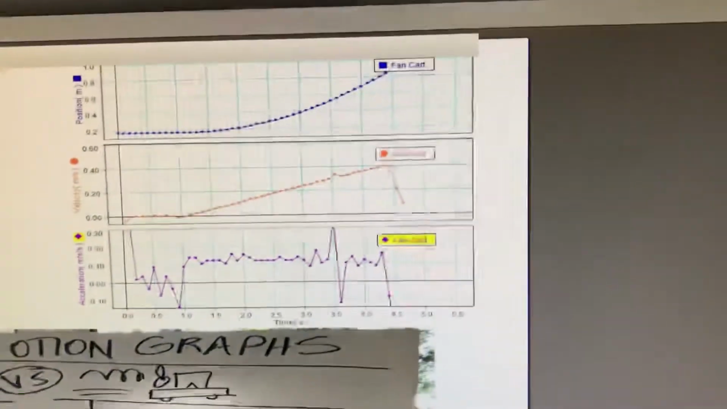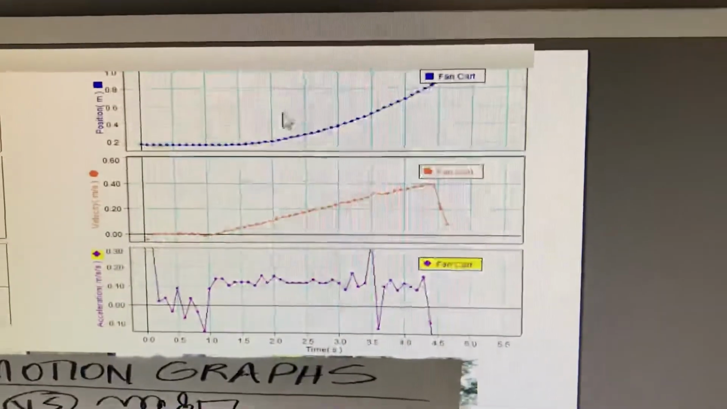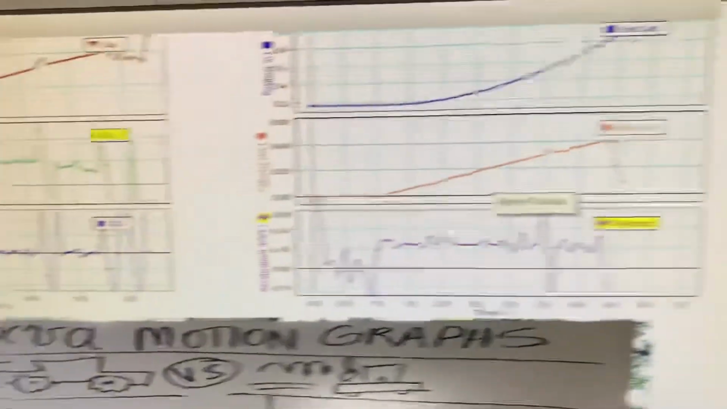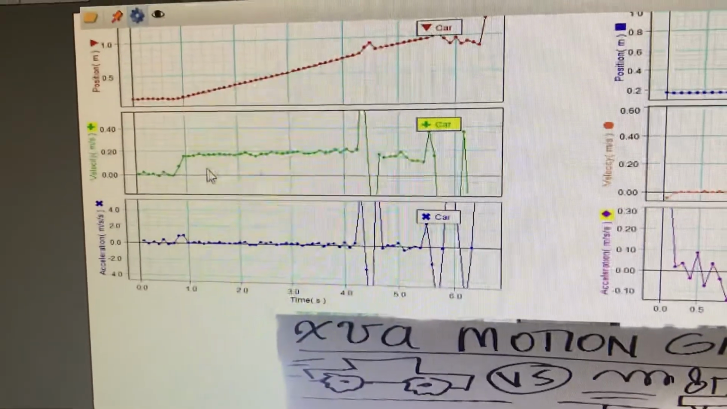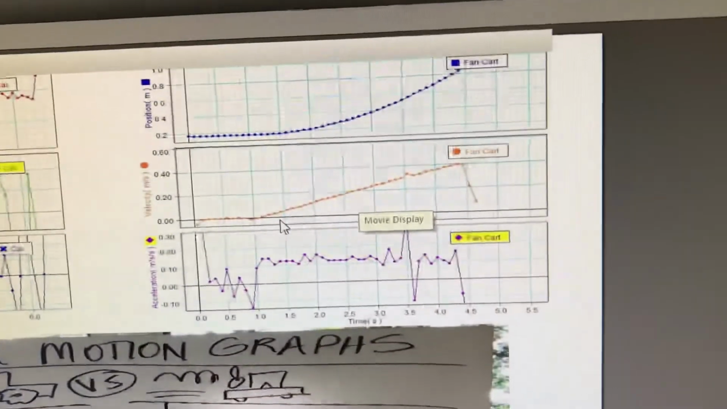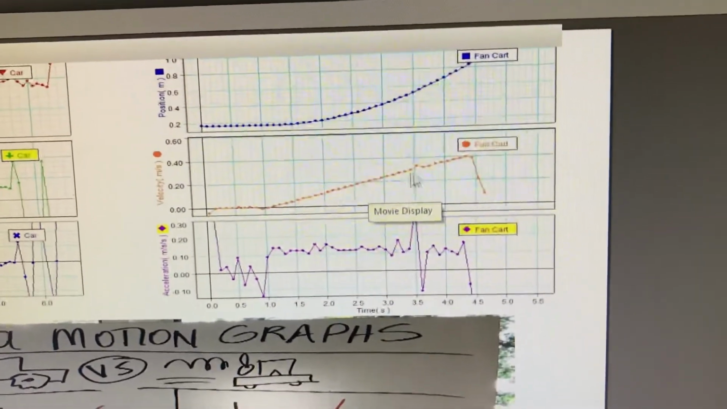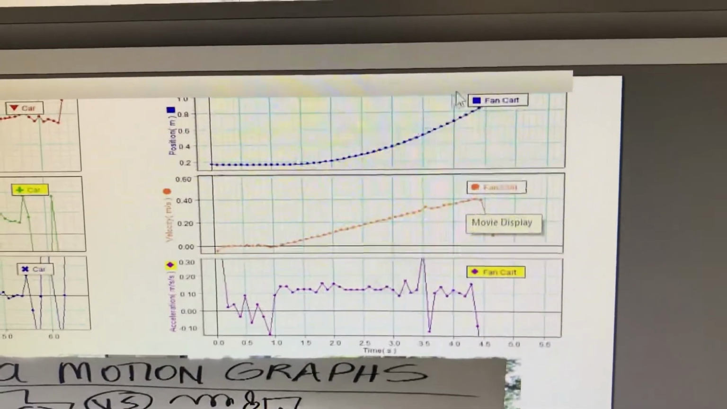Okay, and then on the right, we're going to do the fan cart, and the fan cart had a curve, and the curve on an xt graph means you are speeding up. Well, that's great, because this velocity was not speeding up. This velocity is obviously increasing. So this middle one is a velocity time graph, and it is increasing. It's getting faster, and that's why this is an upward curve.